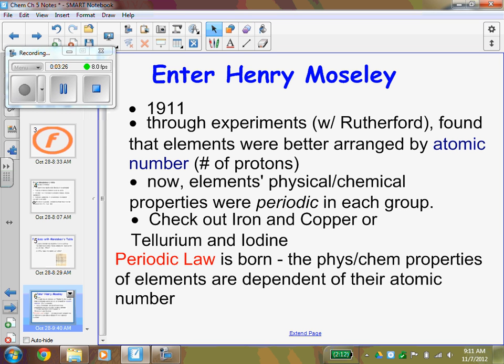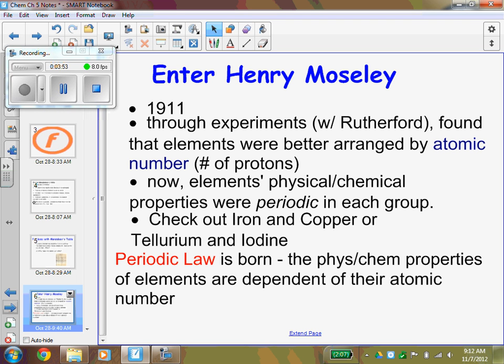Okay, now the elements' physical and chemical properties were periodic. Tellurium and iodine were switched. Cobalt and nickel were switched. All the different little hiccups in the periodic table that Mendeleev couldn't describe were now fixed. And it turned out that the elements were periodic according to their atomic number.